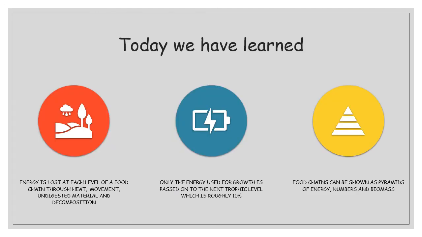And that's it for today. We have looked at energy being lost at each level of a food chain through heat, movement, and undigested material, and some of that undigested material and waste products are then decomposed by bacteria and fungi and put back into the system elsewhere. Only the energy used for an organism growing is passed on to the next level, and that only accounts for roughly 10% of the energy. We can then demonstrate food chains with different pyramids, so pyramids of energy, numbers, and biomass, to help people make sense of what's happening within the different food chains.